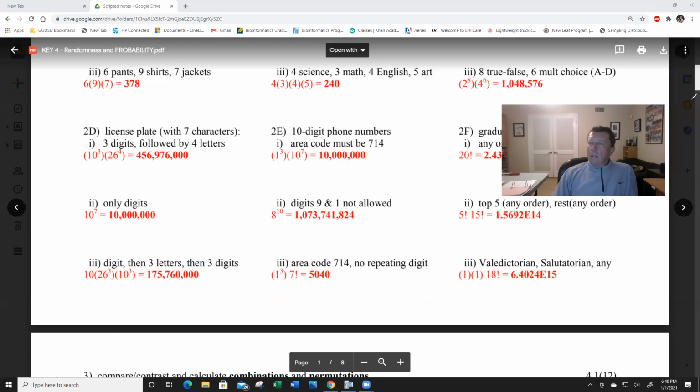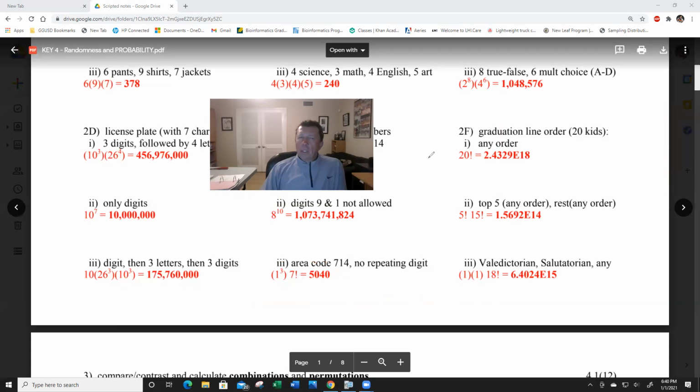All right. Now let's go to 2F. Graduation line, 20 kids. Any order. If it's any order, that's 20 factorial. Okay, because there's 20 kids that can go first, then 19 that can go second, and then 18 that can go third, etc. And you end up with basically 2.4 times 10 to the 18th power. I put the E there. That's what I'm talking about. Okay, it's scientific notation written out.